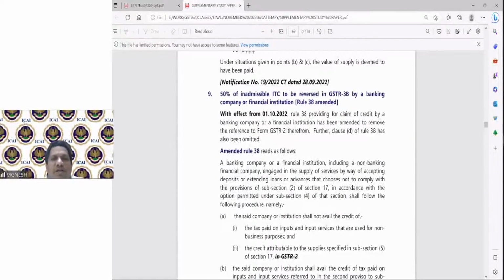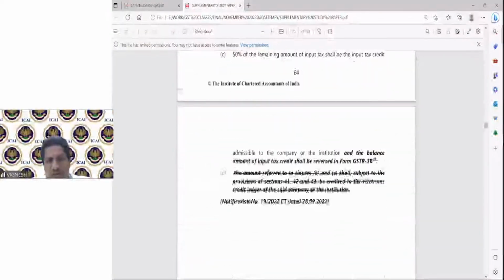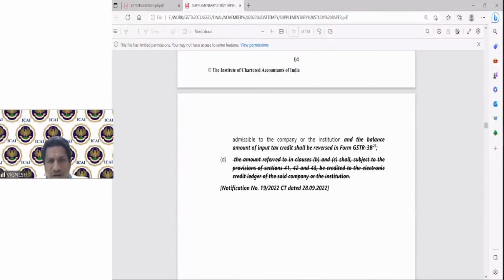Then 50% of inadmissible ITC is to be reversed in 3B by a banking company or financial institution. There has been an amendment here also, wherein the reference to GSTR 2 has been removed. That is the only amendment. Otherwise, the rule is pretty much the same. Wherever GSTR 2 is there, that is removed.